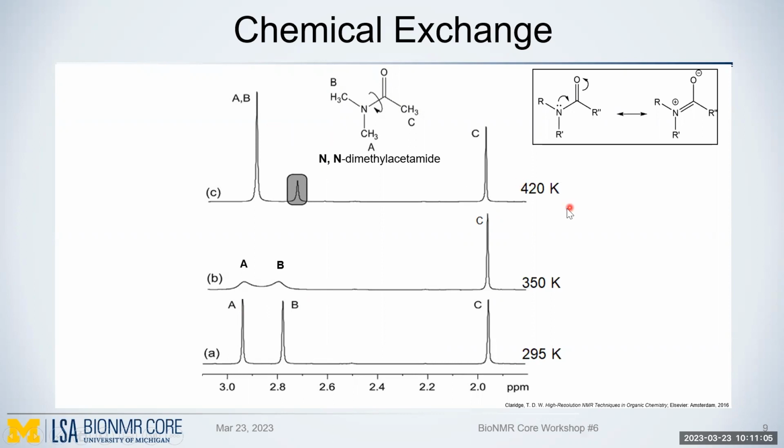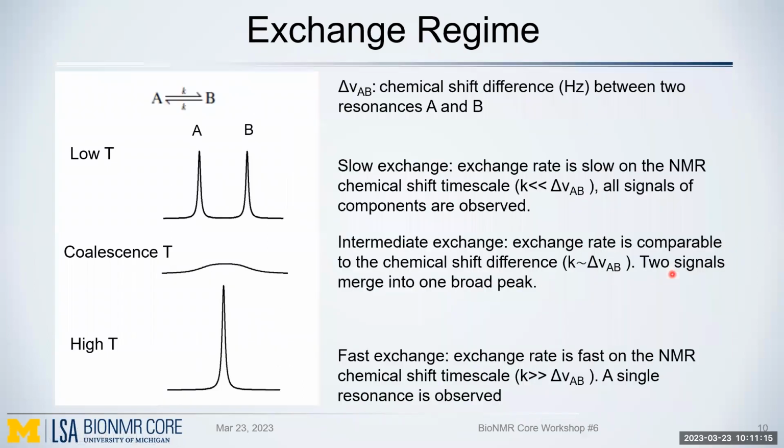And this temperature eventually went to 420 Kelvin. So why do we observe those changes in the peaks as we increase the temperature? So we need to understand exchange regimes. In the example I gave you, this is a very simple case where we have two states or two sites, A and B. They have equal population and they are under exchange, and the exchange rate is K.